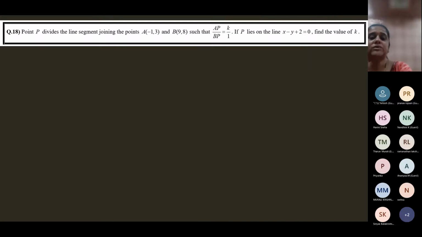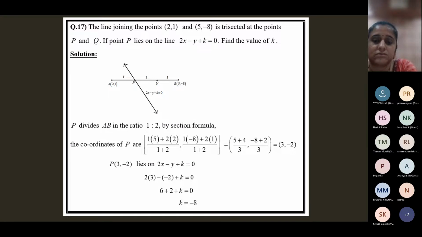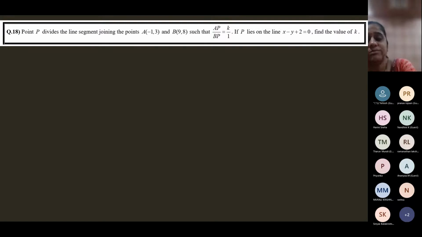I think this was the next one. Point P divides the line segment joining the points A and B such that AP by BP is equal to k by 1. If P lies on the line x minus y plus 2 is equal to 0, find the value of k. Work, children, similar to the earlier one.